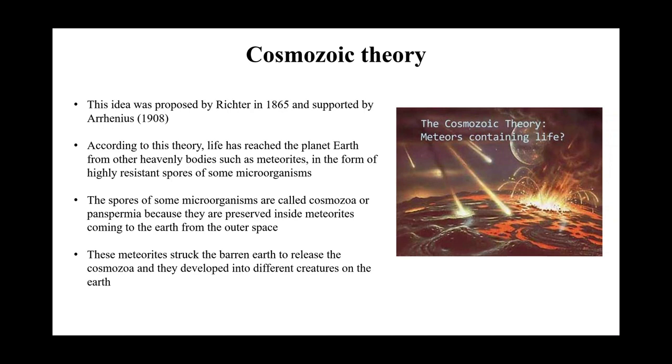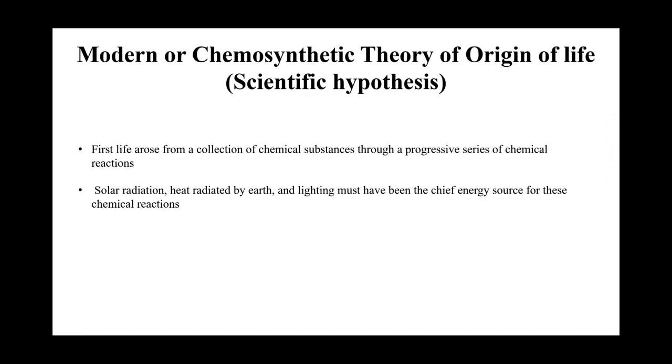The meteorites had that similar composition, which made them think that it was meteorites which got these different organisms onto the planet Earth. So according to this theory, life reached the planet Earth from other heavenly bodies in the form of highly resistant spores of microorganisms, and these spores are called cosmozoa or panspermia. Because they are preserved in the meteorite, these spores are able to give rise to different organisms. These meteorites struck the barren earth to release the cosmozoa, which germinated on the planet Earth and diversified. But that is also not true, because of the coming experiment that we'll just see.